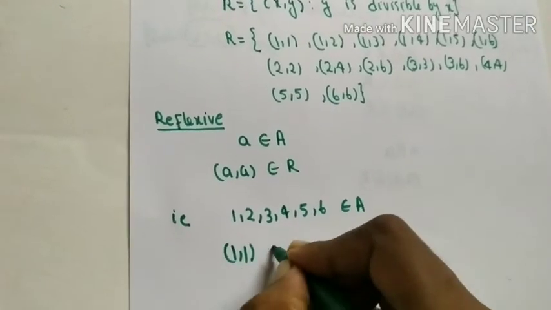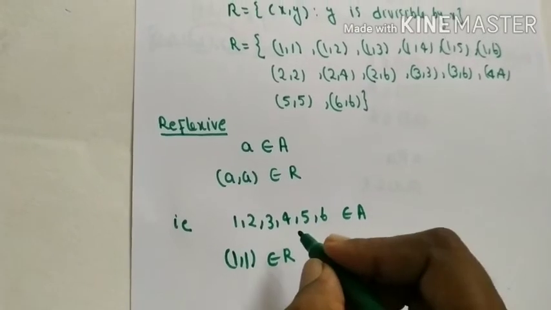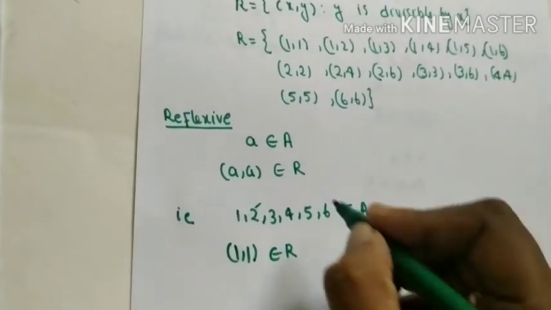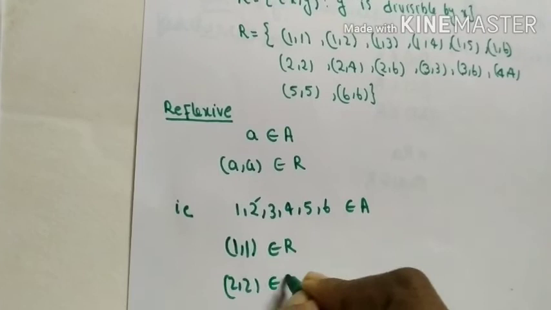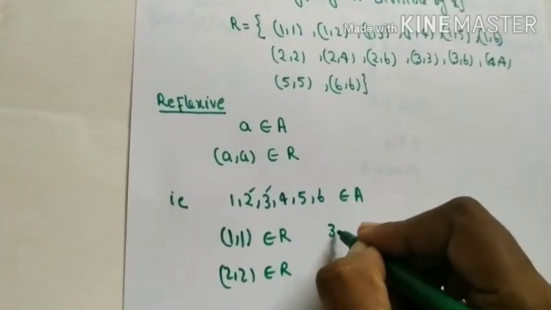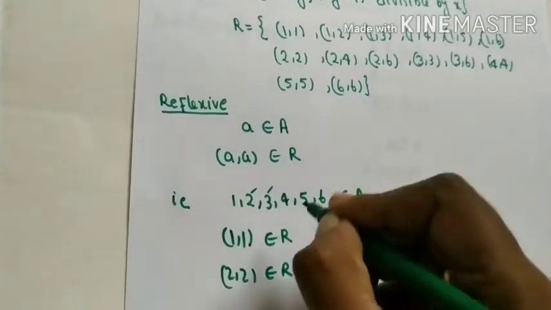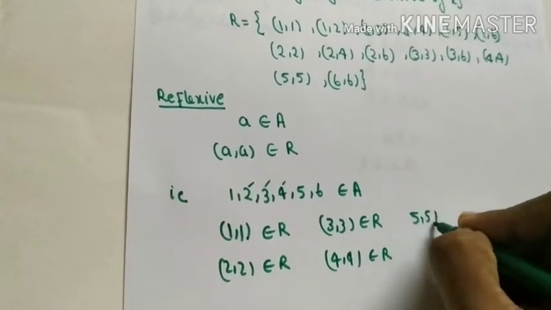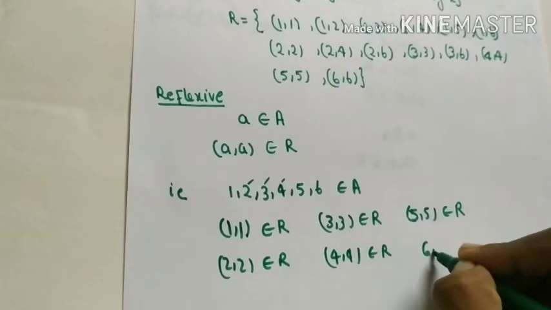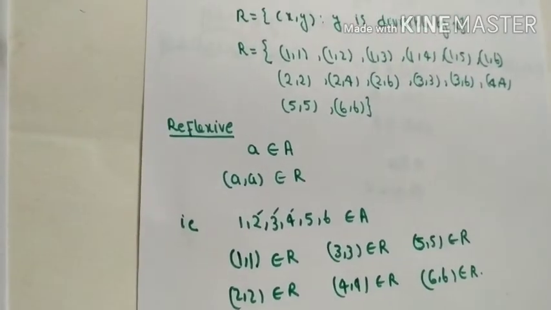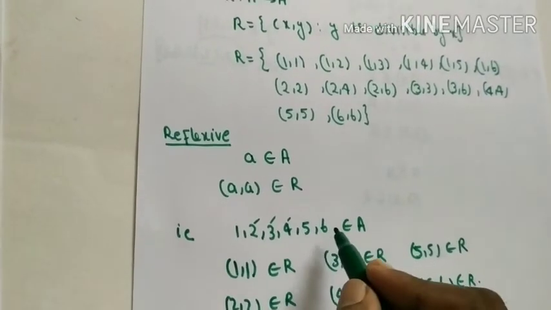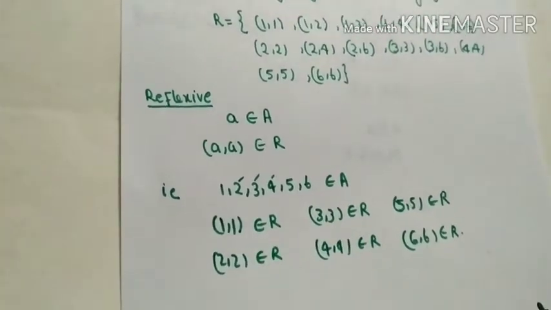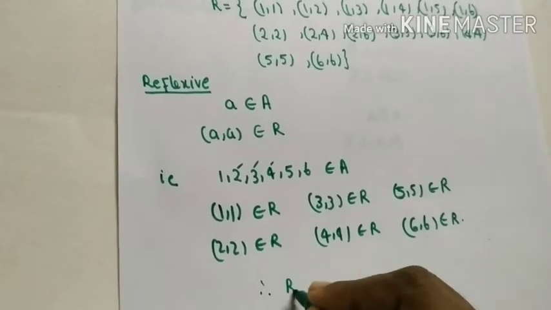The ordered pair (1,1) is an element of R. If I take (2,2), it is an element of R. If I take (3,3), it will be an element of R, and (4,4) is an element of R. Similarly, (5,5) is an element of R, and (6,6) is an element of R. So every element of set A has an ordered pair which is also an element of R. Therefore R is reflexive.